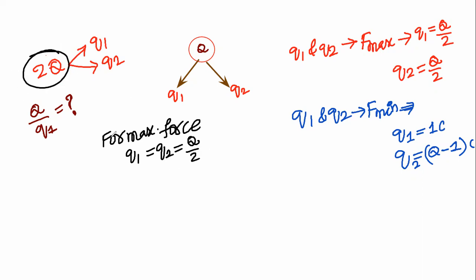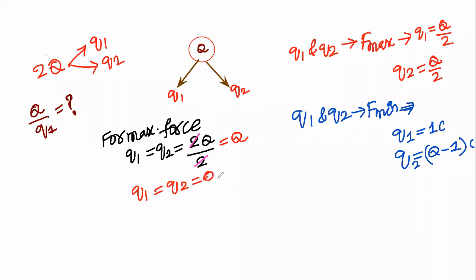Here, what is the Q value? 2q is there. So q1 or q2 is equal to 2q divided by 2. Therefore, these two get cancelled, and it will be equal to q. That means q1 is equal to q2 is equal to q. Therefore, the ratio of q divided by q1: q is q, q1 is also q, so we will get 1. 1 is the answer.